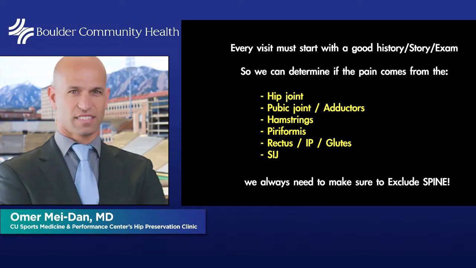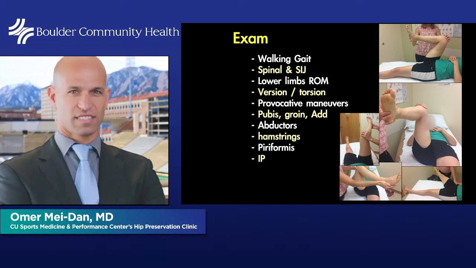Now, when we do the exam, we have to start with the walking gait. We have to see the patients moving. Then we assess the spine itself, and we move to the lower limbs' range of motion. We have to assess the version and the torsion. We're going to talk a little bit about it later on so we can understand that on imaging. Then we move to the provocative maneuvers to see if we move the patient in a way that causes pain, and why and where. We have to assess everything around the pubic, the groin, the adductors and the abductors, the hamstrings, the piriformis, and the hip flexor, or the iliopsoas.